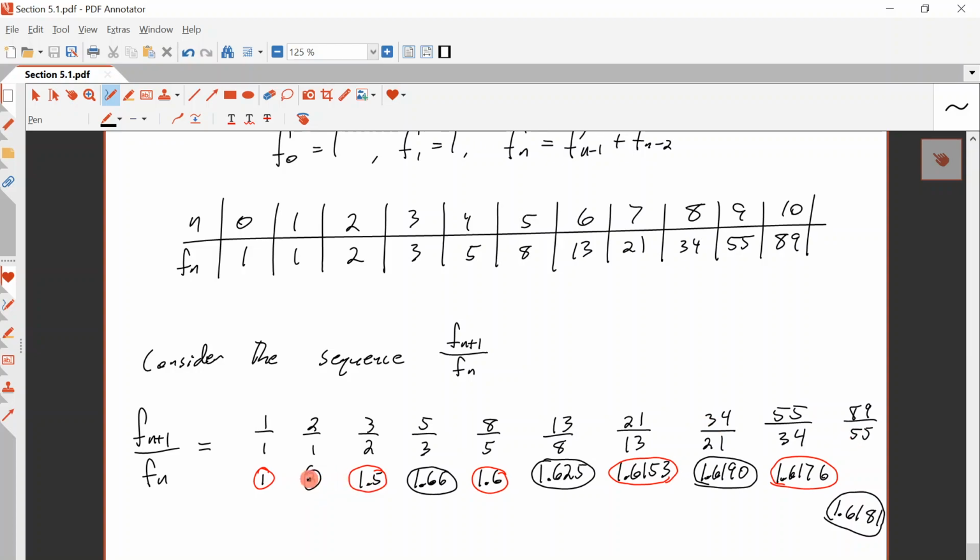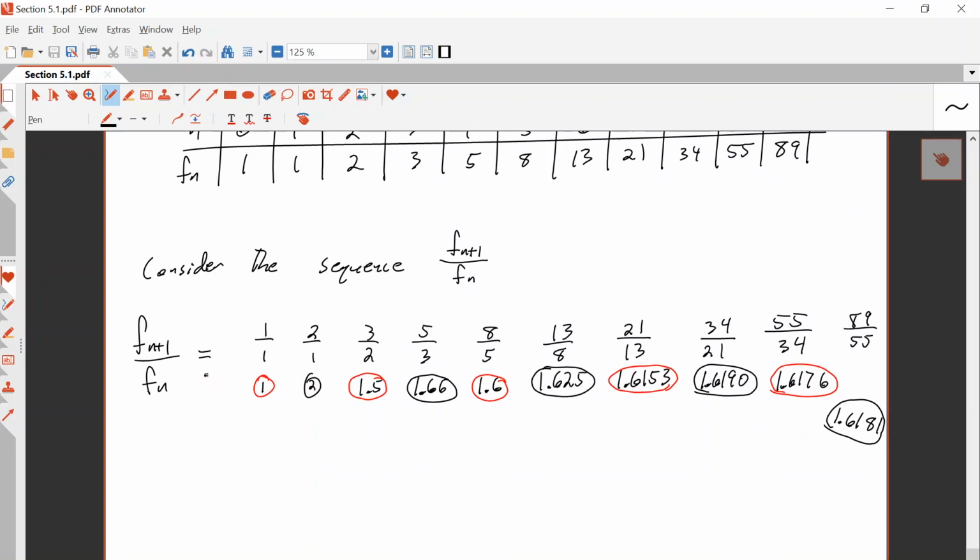The even or the odd terms, the black ones here, are decreasing: 2, 1.66, 1.625, 1.6190, 1.6181, and the red ones are increasing: 1, 1.5, 1.6, 1.615, 1.617, so on and so forth. So there's two monotone subsequences within this sequence. Okay, so these monotone sequences must converge. All right, let's find that limit.